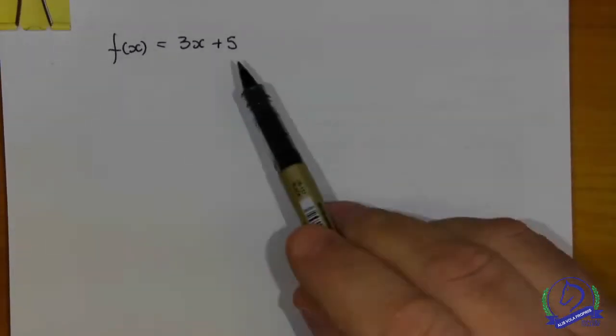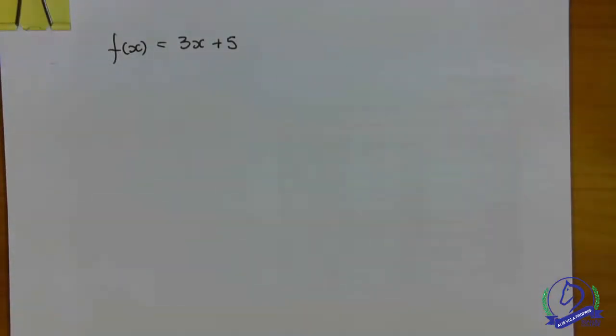Welcome back. Here we have a function, the same function that we had before, only that this time I'm just going to do a full algebraic solution and find the inverse of the function. I've got the function 3x plus 5. How do I go about finding the inverse of a function?